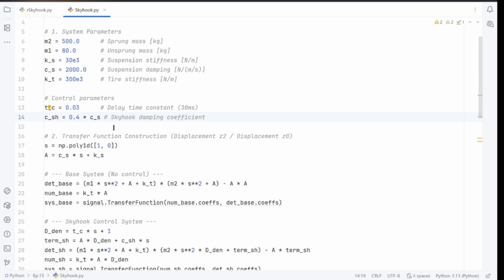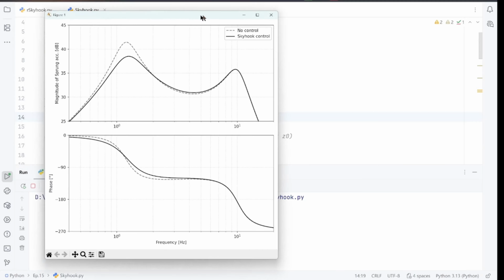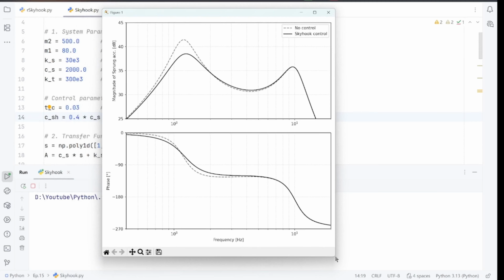So based on the kinematic equations, I built this code. Then let's run it. Alright, as you can see, the black line is the skyhook control, and the dashed line is no control. In around 1 to 2 Hz, the skyhook performance is excellent, effectively reducing the vertical vibration of the sprung mass.